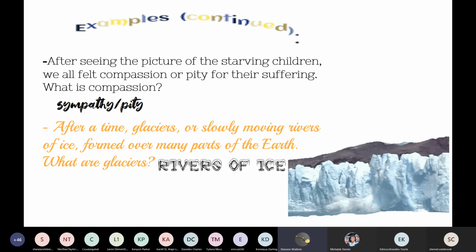All right. So let's look at the second example. It says, after a time, glaciers or slow-moving rivers of ice formed over many parts of the earth. What are glaciers?